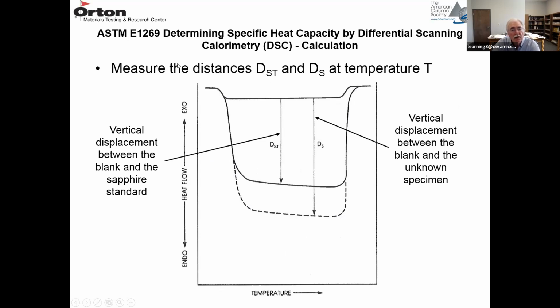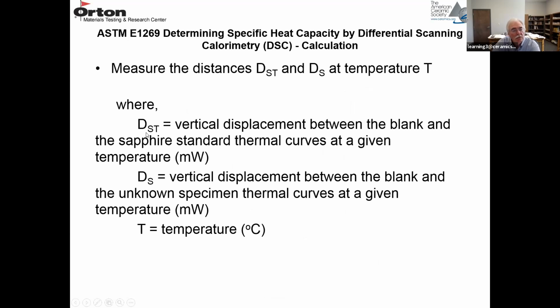So at each temperature, you have to measure these two distances, DST and DS. DST is the vertical displacement between the blank and the sapphire standard, and DS is the vertical displacement between the blank and the unknown sample. So I'm just defining this again. DST is the vertical displacement between the blank and sapphire standard thermal curves at a particular temperature, and the units are milliwatts. And DS is the vertical displacement between the blank and the unknown sample thermal curves at a given temperature, again in milliwatts, and T is the temperature. So you do that at each temperature and get that difference.